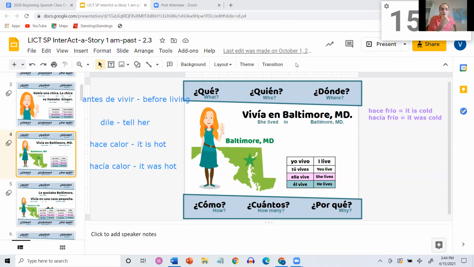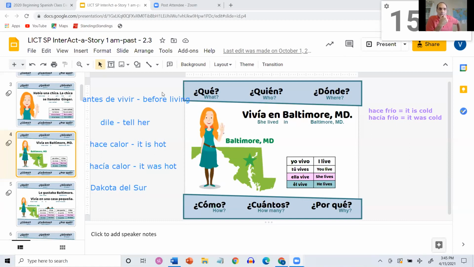Don Rowe, describe la situación. Okay, hay una chica, la chica se llama Ginger. Ginger vivía en Baltimore, pero antes de vivir en Baltimore, ella vivía en Dakota del Sur. Ella le gustaba vivir en South Dakota o en Dakota del Sur porque hacía frío. Joe vive en Dallas. Antes de vivir en Dallas, Joe vivía en Hawái. Joe le gustaba vivir en Hawái porque hacía calor. Excelente. Fantástico.